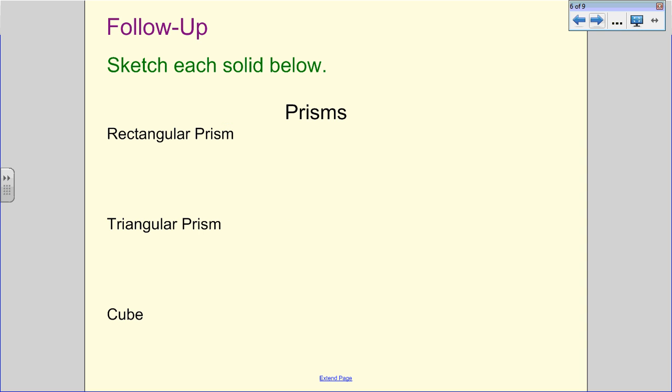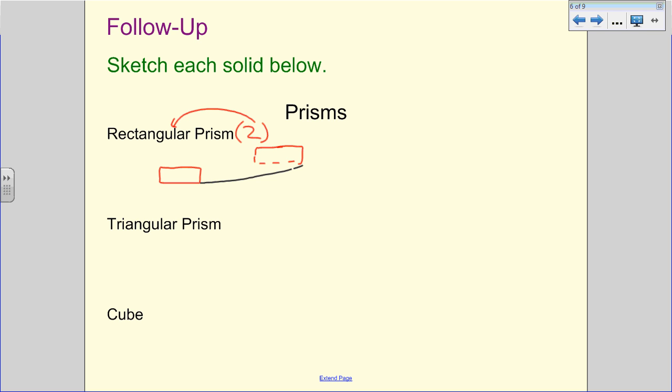We want to sketch each of the following below. We want to sketch rectangular prisms, triangular prisms, and a cube. Well, this means I have two rectangles. So I'm going to draw a rectangle. I'm going to draw a rectangle. I'm going to be able to see this. Now, if I go back, I'm not going to be able to see all of this.